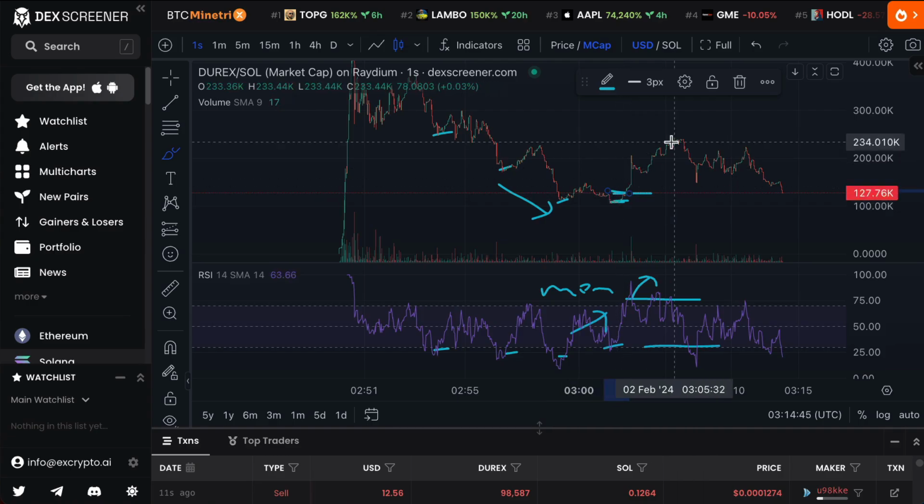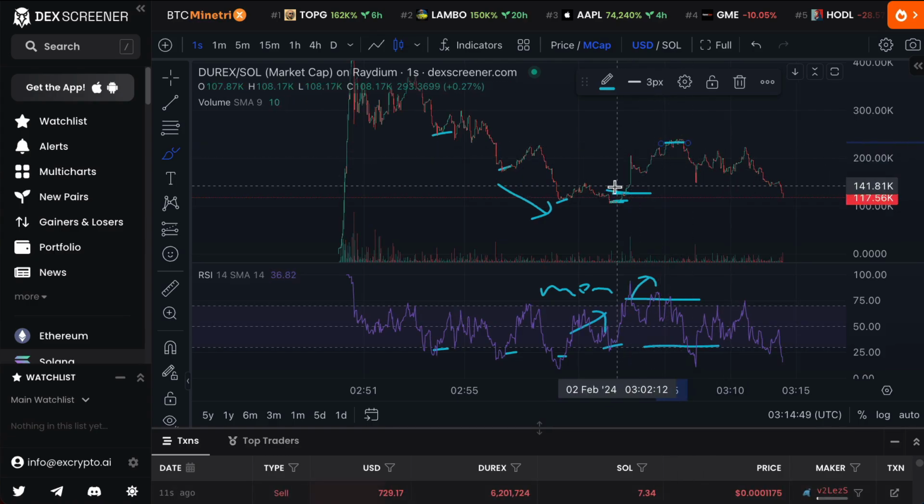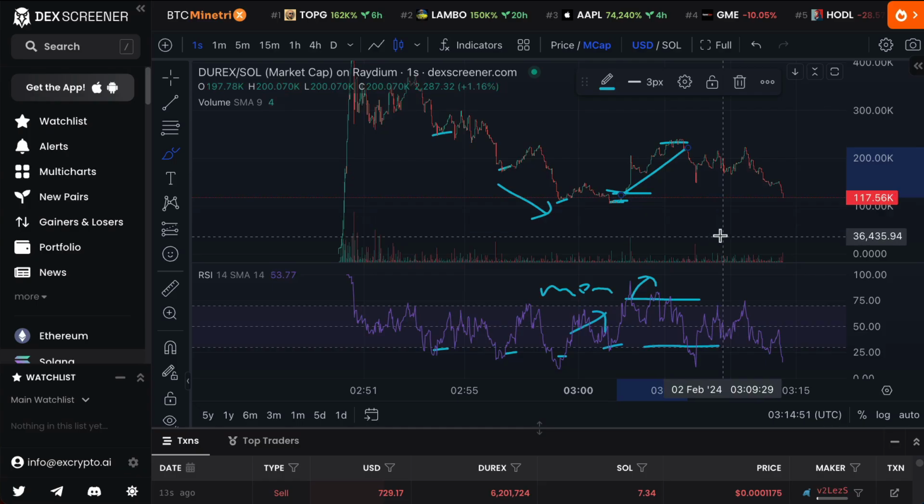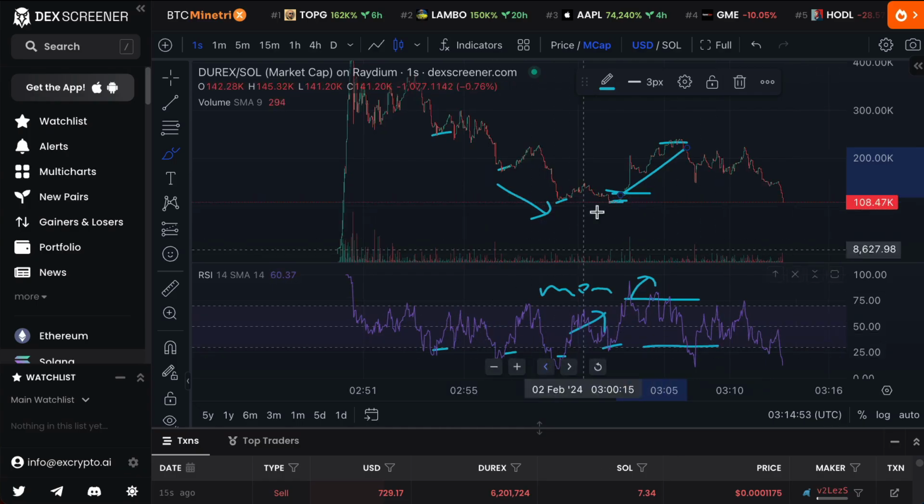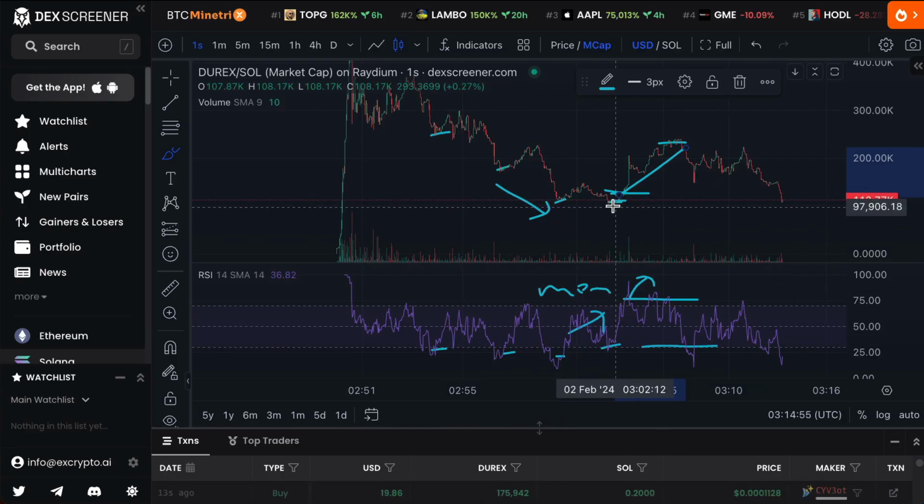And it was a nice little trade. I didn't get a maximum 2x, nowhere near. I probably got like a 0.5x or something, but it's still a nice little trade there. And that's because I watched the RSI to try and time my entry.